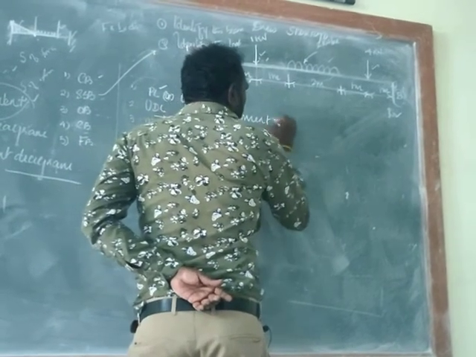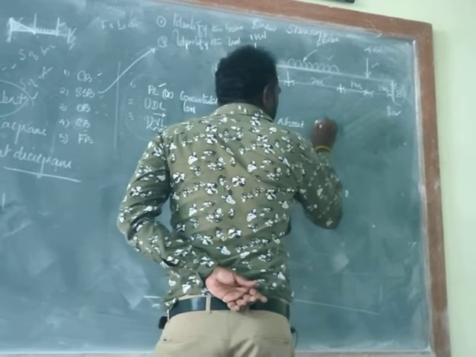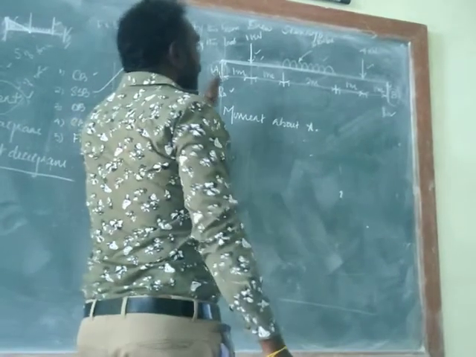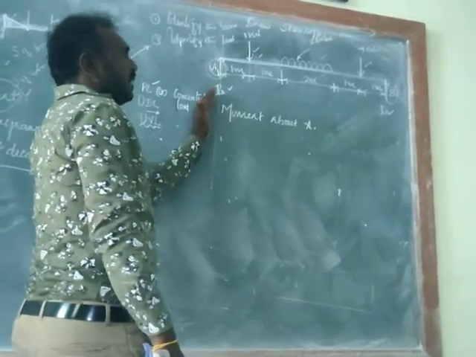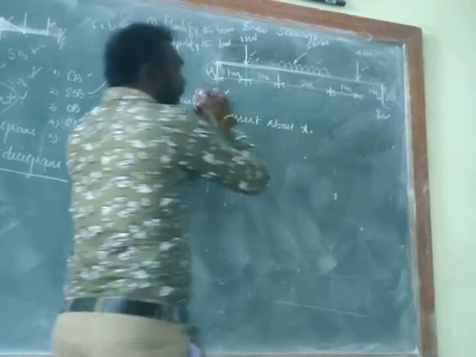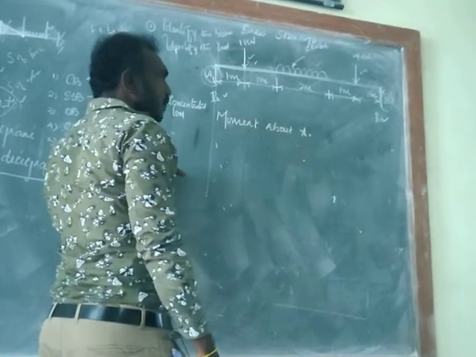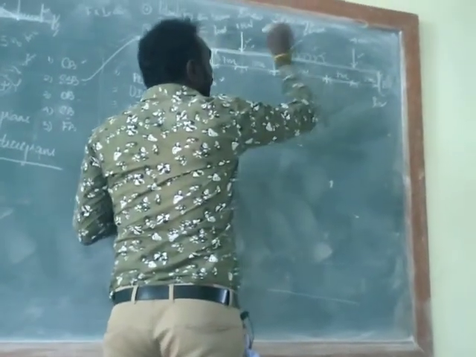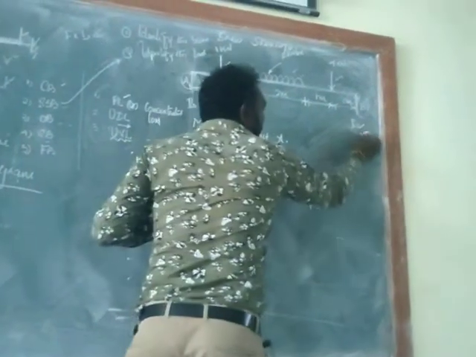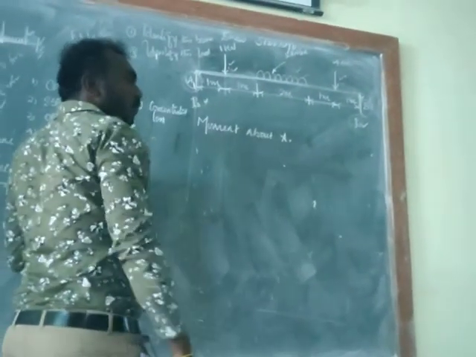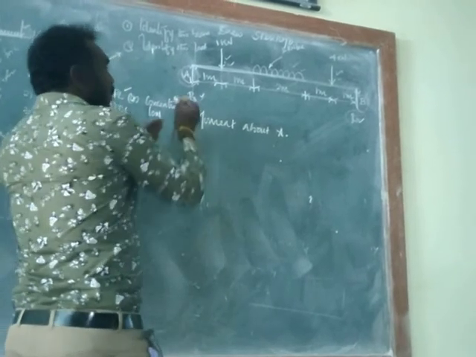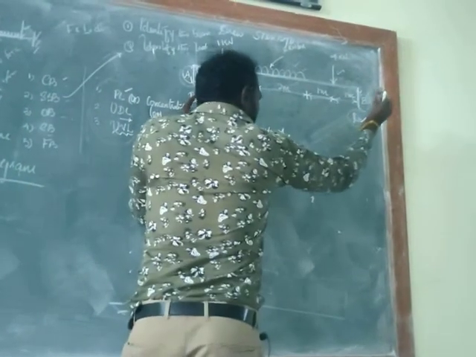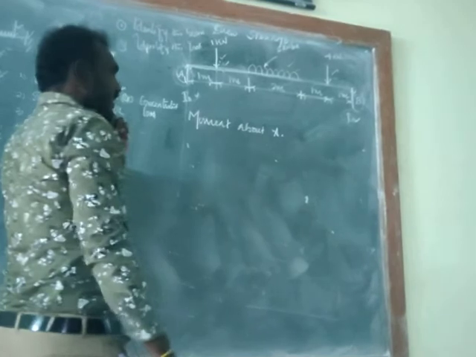Moment about A. That means from the point A, we have to calculate the moment from the right side onwards. What are the forces acting on the beam? Already they are giving one point load, one uniformly distributed load, and another point load. RB will be considered as one more point load. So taking moment about A, from the right side onwards we have to consider each and every load.